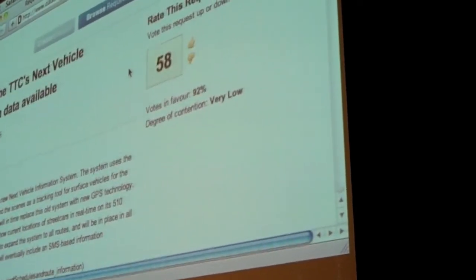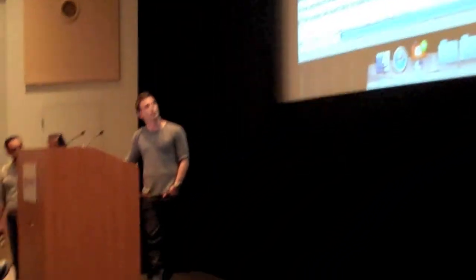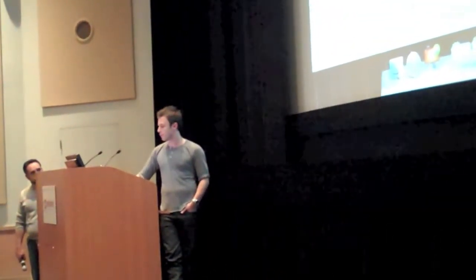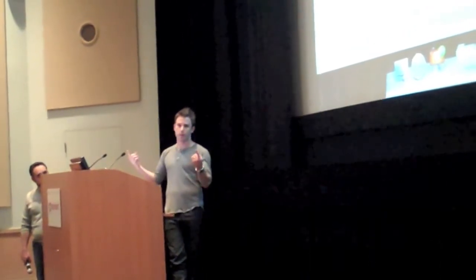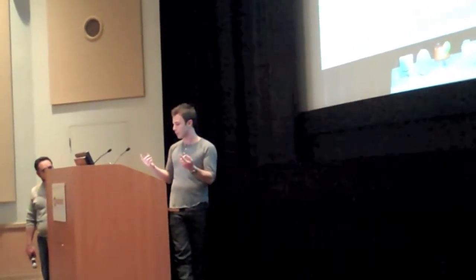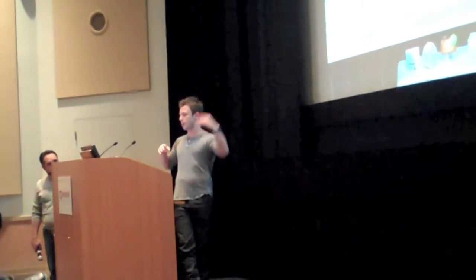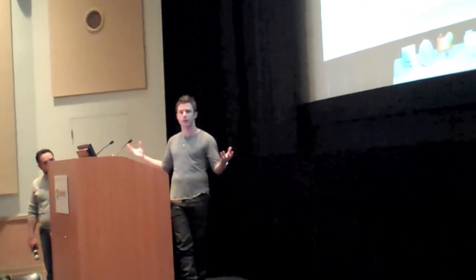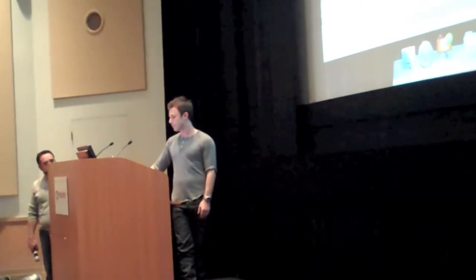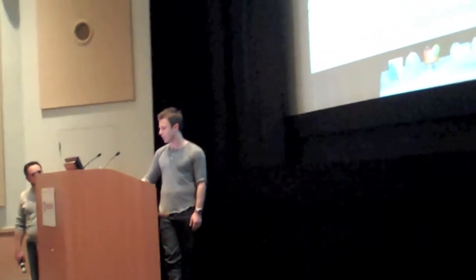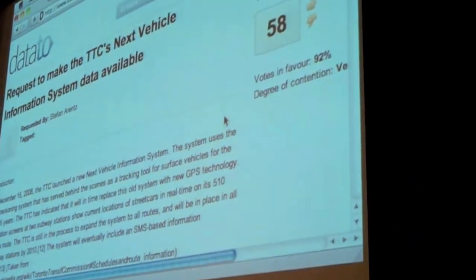92% in favor. The degree of contention is kind of interesting. That's something I'm playing with. It basically shows how much people agree that this should be shown. So if one person says yes and one person says no, that's a fairly low degree of contention because it's just two people. But if 100 people say yes and 100 people say no, that's obviously a very contentious issue. So we have the net support, the general feel, the votes in favor, and then you have the degree of contention, which is kind of as interesting, I think, as how many people support it.